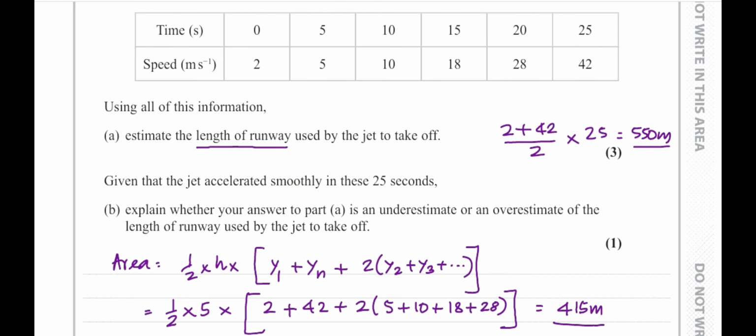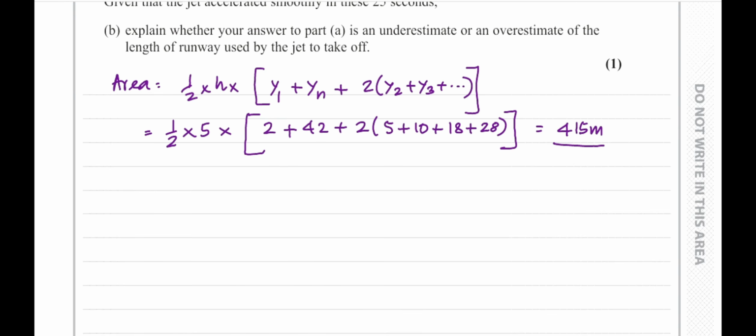Part B. Given that the jet accelerated smoothly in these 25 seconds, explain whether your answer to part A is an underestimate or an overestimate of the length of the runway used by the jet to take off. So going by this trapezium area method, it is an overestimate.